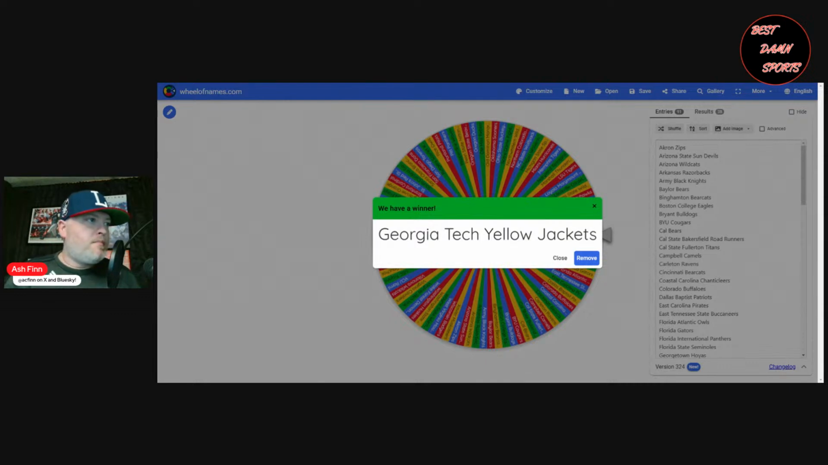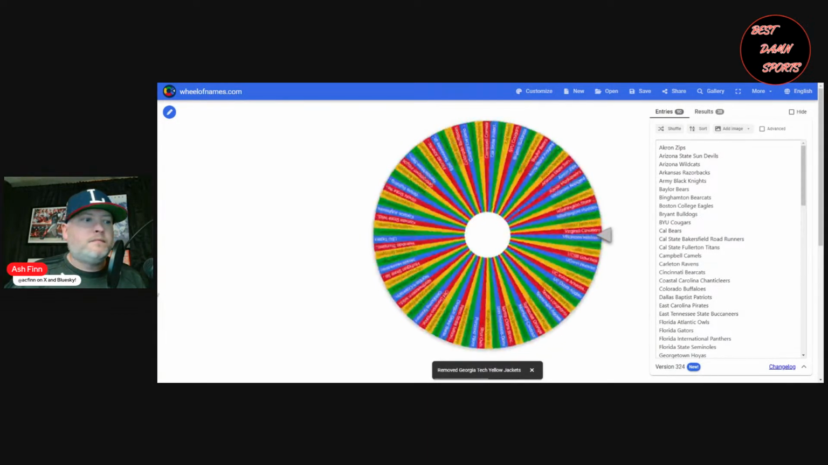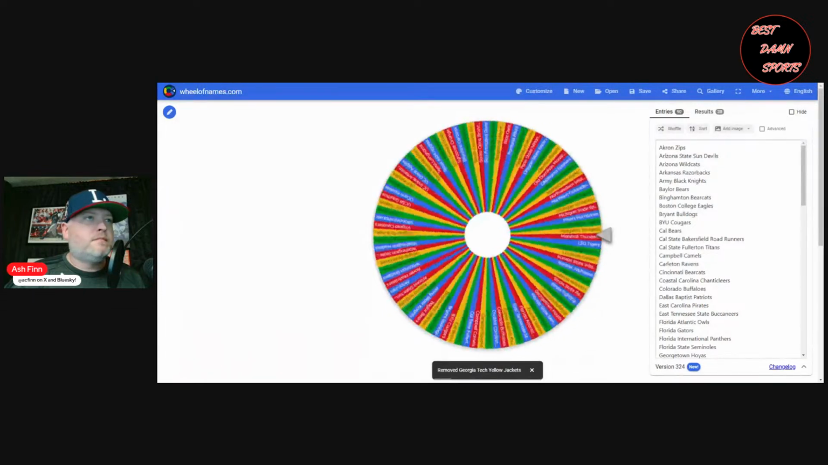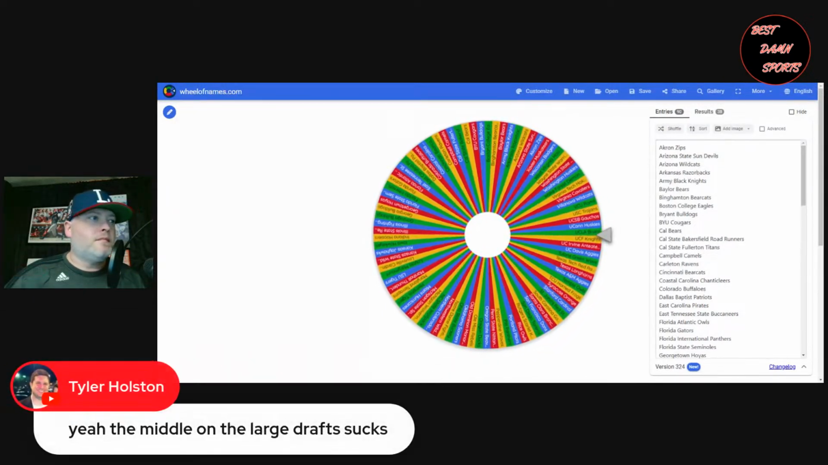I can tell I'm going to get the messy middle. It's always the worst to me. I'd rather be at the tail than drafting like 8th or 9th or something, somewhere in the middle there. Yeah, you know what I'm saying.